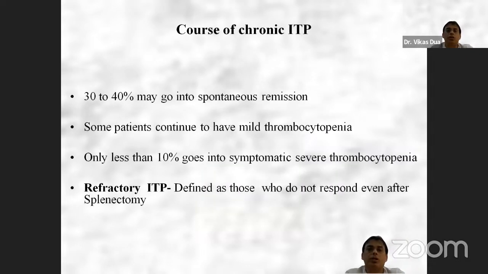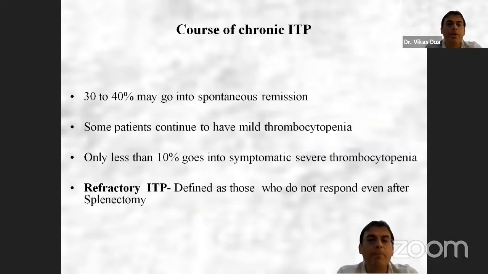What is in general the fate of patients who have chronic ITP? Quite a number of people come to us saying my child has chronic ITP, it's been going on for years, what is eventually going to happen? So 30 to 40% may go into spontaneous remission. There are patients who go into remission each and every year. Some patients may continue to have mild thrombocytopenia. Only less than 10% go into symptomatic severe thrombocytopenia. So please tell the family, even repeatedly, that the majority of patients will improve on their own.